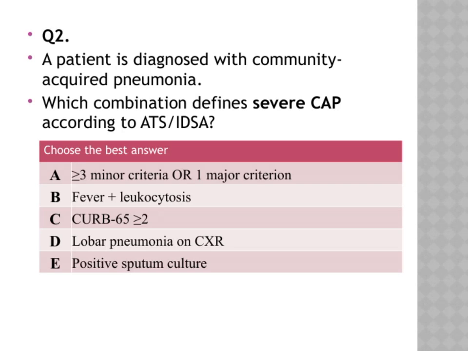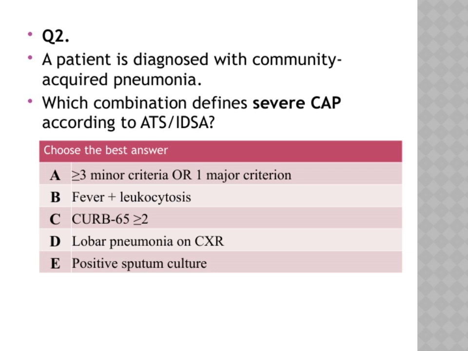Let's take a closer look at this table, which helps us determine the severity of community-acquired pneumonia, or CAP, according to the ATS and IDSA guidelines. When we're assessing a patient, the key question is, does this patient have severe CAP? The first row indicates that if a patient has either 3 or more minor criteria, or just one major criterion, we classify the pneumonia as severe. This is a critical point because it guides us in making decisions about hospitalization and the intensity of treatment needed.